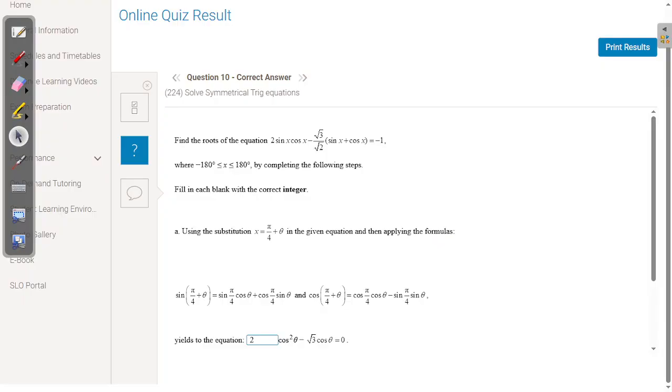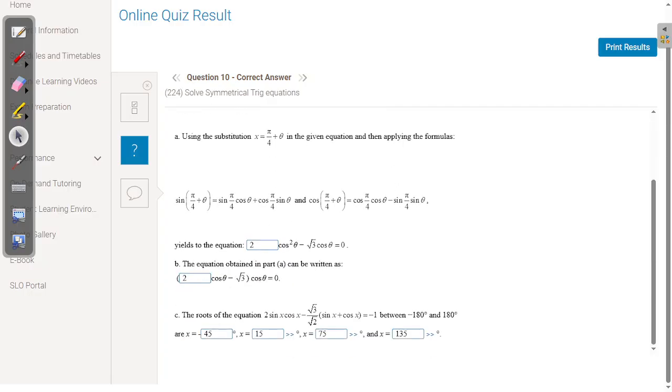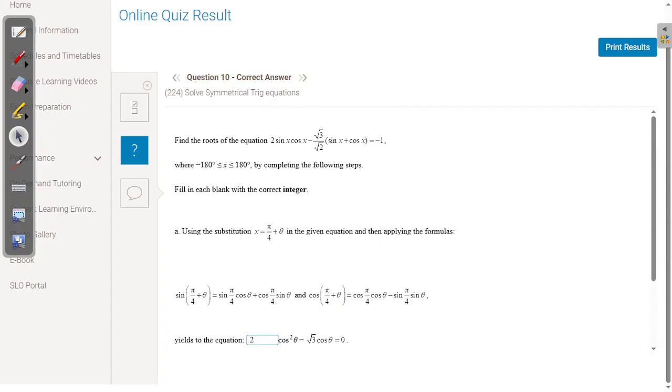Find the roots of the equation 2 sine x cosine x minus radical 3 over radical 2 sine x plus cosine x equals negative 1. Using the substitution x equals pi over 4 plus theta, then applying the formulas, and they give you them, and then they want you to simplify.